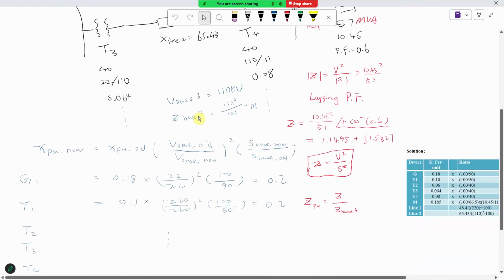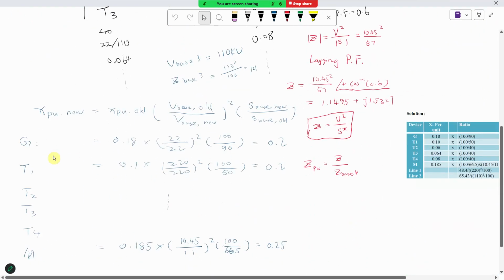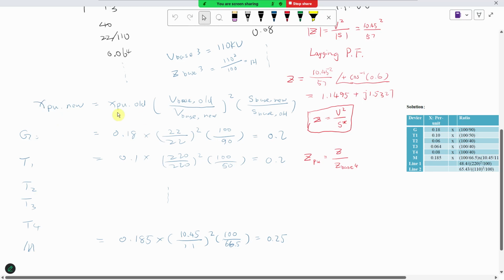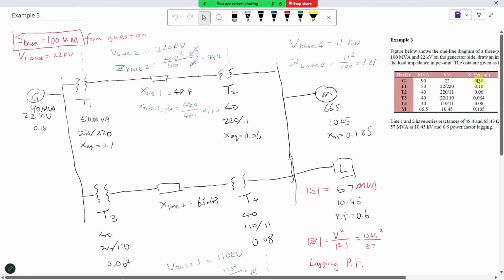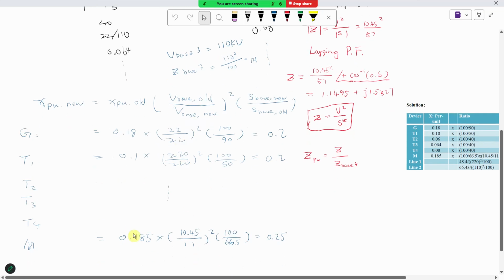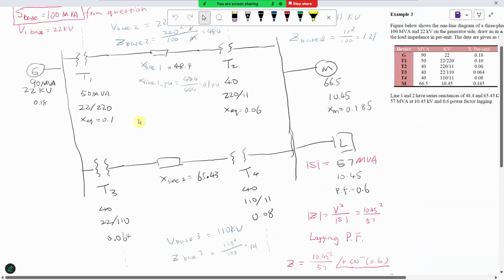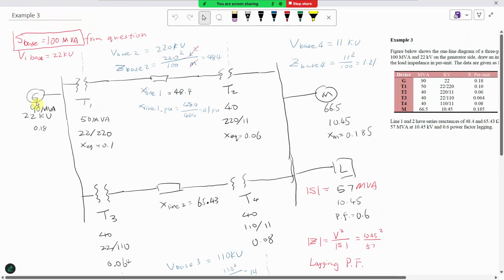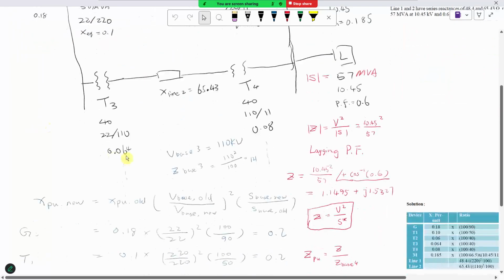Then we're going to move to the next part, which is how you convert the old per unit number to a new per unit number. That's the given 0.18. Okay, 0.18 if you remember here. Then we multiply with the ratio, the old base voltage divided by the new base voltage. In our case, up until the motor, everything is actually the same. So for the generator, the new base is 22 kV. The old base is 22 kV, so they cancel.